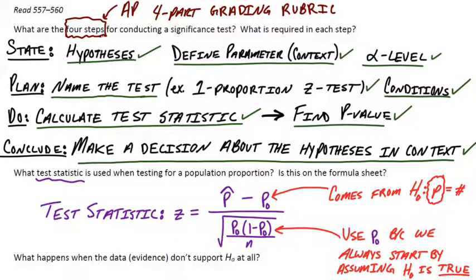Okay, so is this on the formula sheet as it's written? It's actually not. So yeah, a little sad face here. The only thing that's on the formula sheet was that test statistic thing that we looked at earlier. This specific one is not on the formula sheet.